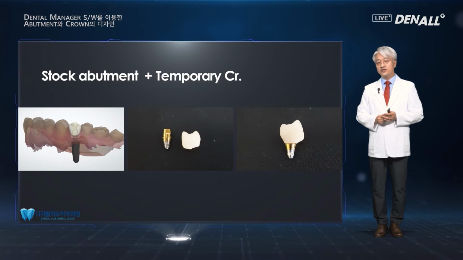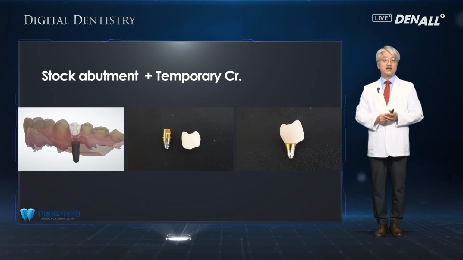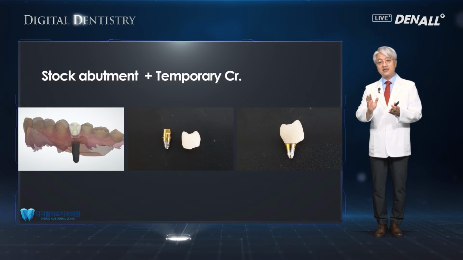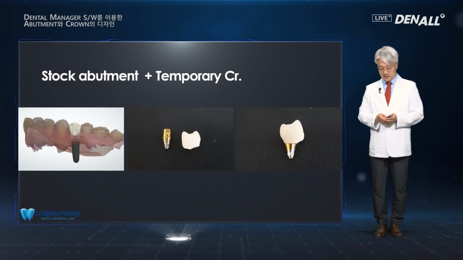For immediate placement or immediate restoration, a temporary crown is used to shape the gingiva. Sometimes the temporary crown needs to be modified. Therefore, when the temporary crown goes deep into the subgingiva, adding or reduction can be easily made to mold the gingiva.